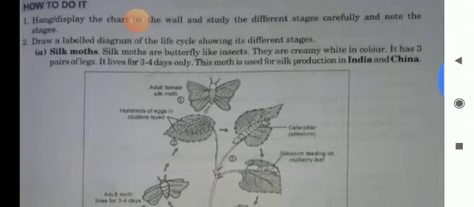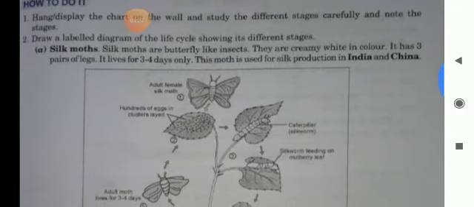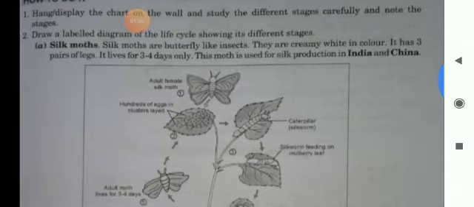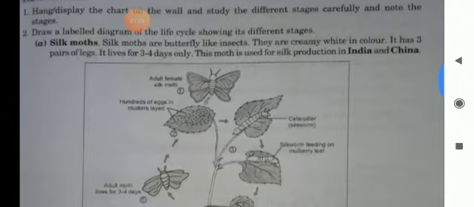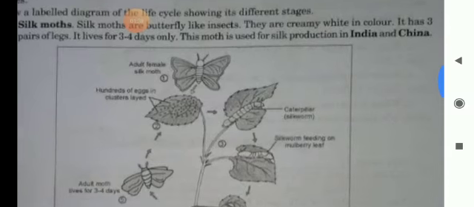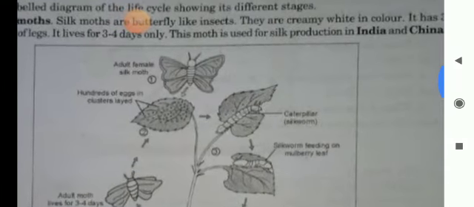So first, silk moth. Silk moths are butterfly-like insects. They are creamy white in color and have 3 pairs of legs. It lives for 3 to 4 days only. And this moth is used for silk production in India and China. You can see here in figure number 1, adult female silk moth, just like a butterfly.